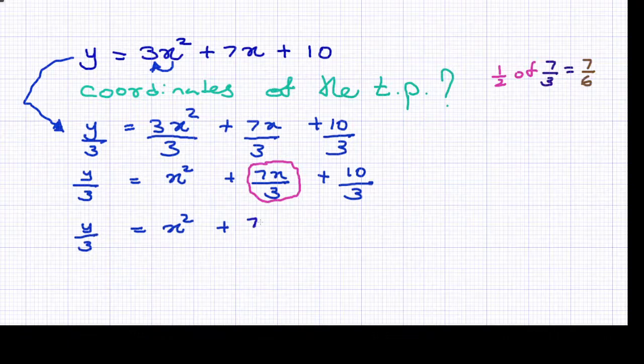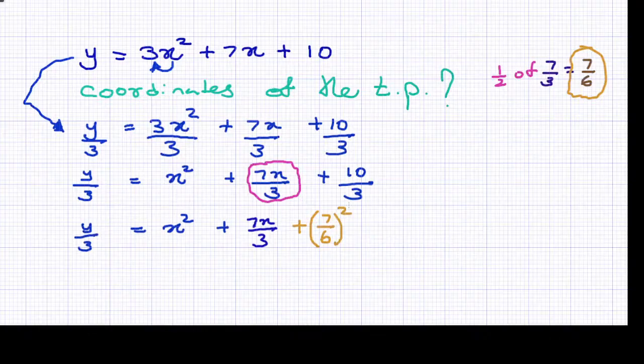So we write 7x over 3 as it is. You introduce something new. What is the new thing you have to introduce? You write 7 over 6, which is half of 7 over 3, and you square it. That is the new thing you add. But you can't just add things into an equation. When you add things to an equation, the meaning gets changed.